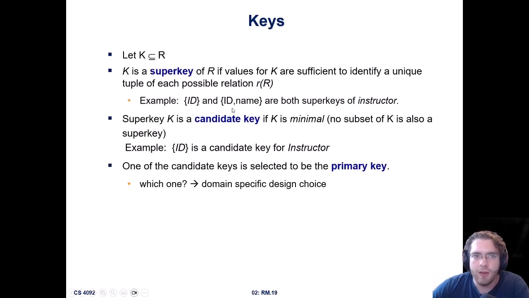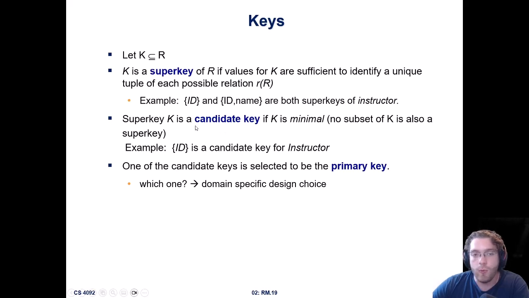To actually take a look at the keys here, K is a super key of R if values for K are sufficient to identify a unique tuple of each possible relation R. So ID and ID, name are both super keys of instructor. Again, it's sufficient to identify a unique tuple. That doesn't mean that it has to be the least or the max amount. That just means that it can do it. So as I said earlier, it could be ID, ID name, budget, salary. All of these are super keys. A super key just has multiple attributes.